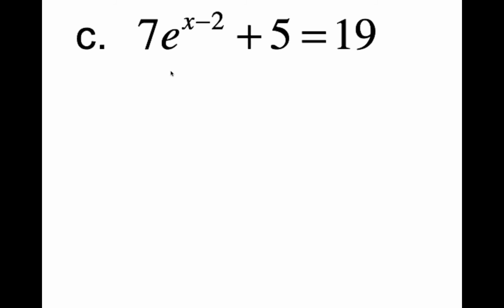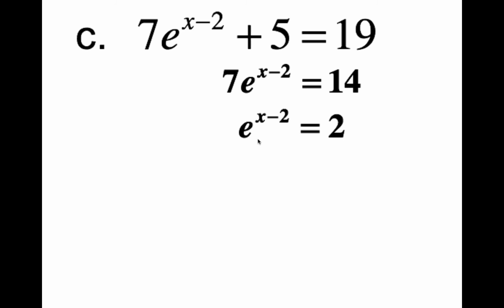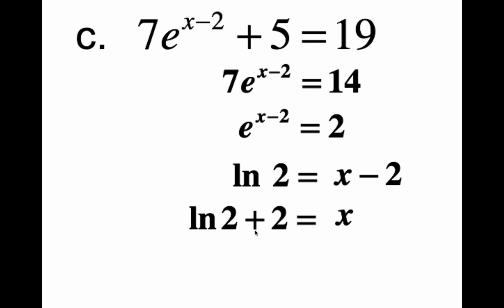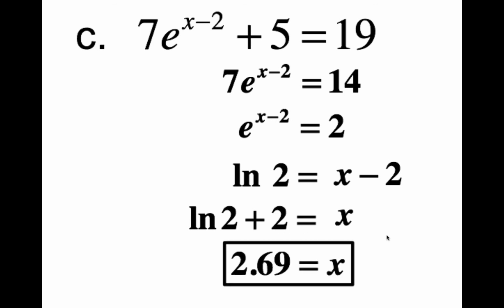For C, notice my base is not alone. So I have to start by subtracting the 5 over, and then I have to divide by 7. Now the base is by itself, so I can do the conversion to a log, but this is log base e, which is natural log. Hook over to the 2, hook back, you get x minus 2. To get x by itself, I'm going to add the 2 over, and you can type in natural log of 2 plus 2, and you should get 2.69.